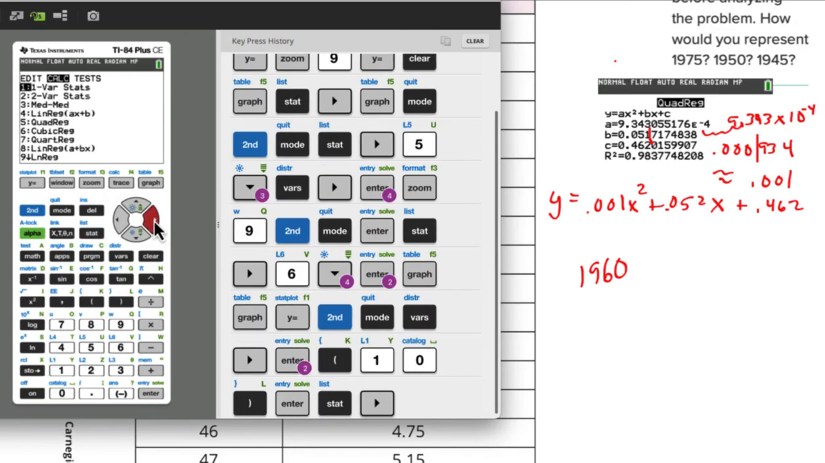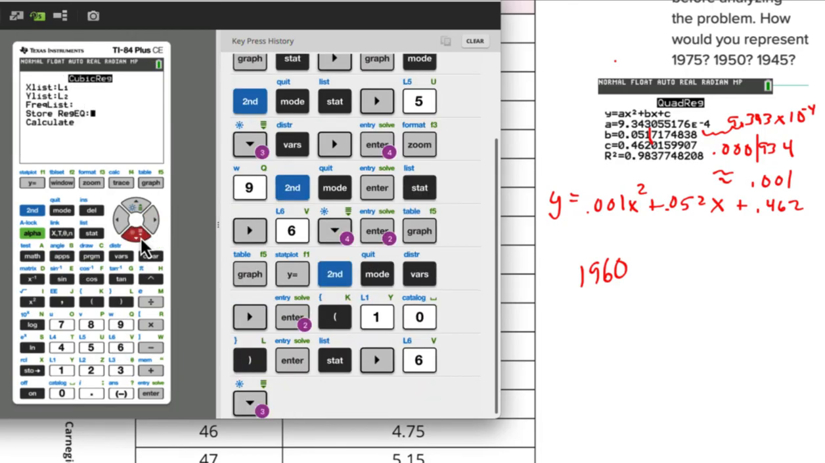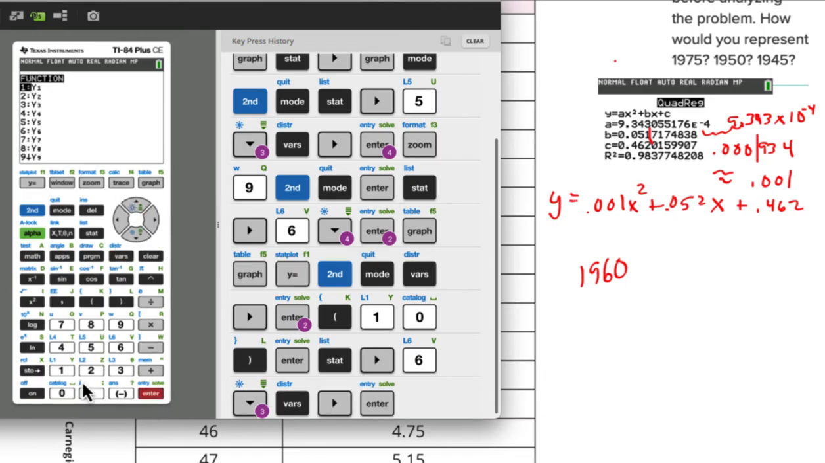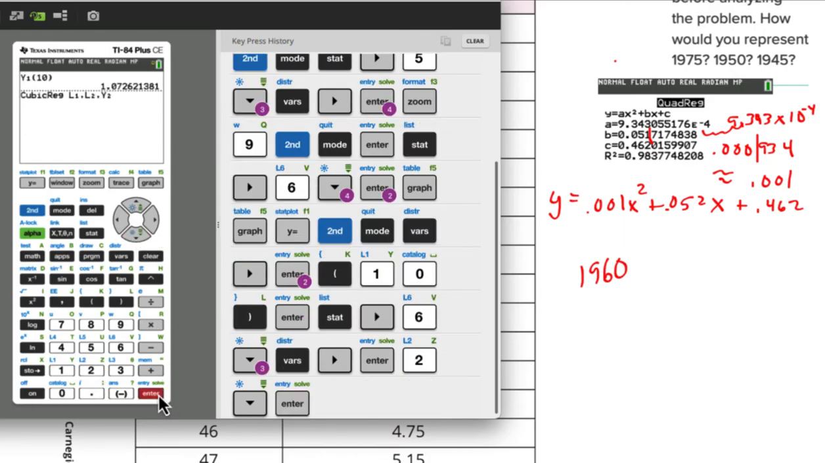We're going to hit stat, calculate, and instead of using quadratic, now we're going to try the cubic, which you know is x to the third. We're going to put the same line in. You know what I could do here though? Vars, go to the right. Instead of putting it in y1, check this out. I can put it in y2. What is that going to do? Let's calculate. All right, so I get a new set of numbers.